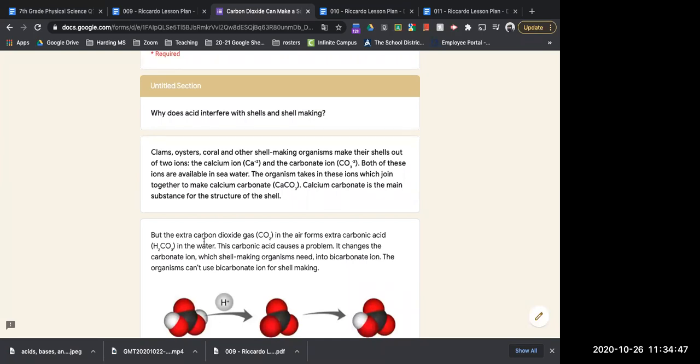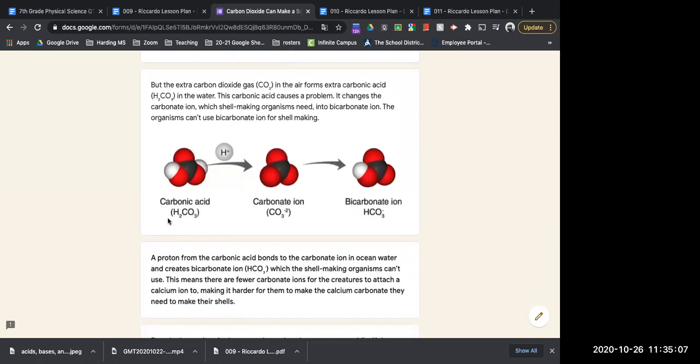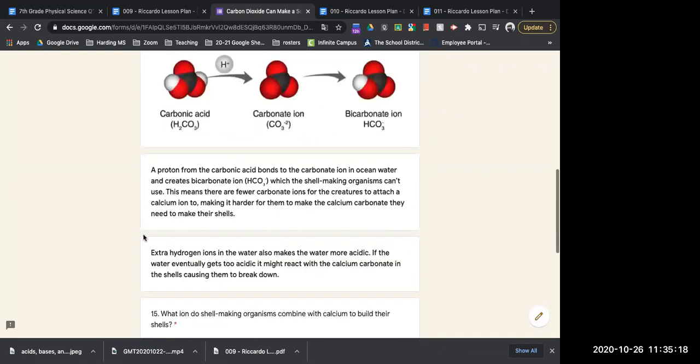But the extra carbon dioxide gas in the air forms extra carbonic acid in the water, and this causes a problem. It changes the carbonate ion, which shell-making organisms need, into bicarbonate ion. The organisms can't use bicarbonate for shell making. So H2CO3 plus a carbonate ion makes bicarbonate, which is HCO3. Right? A proton from the carbonic acid bonds to the carbonate ion in ocean water and creates bicarbonate, which the shell-making organisms can't use.